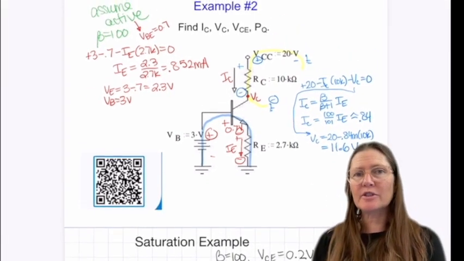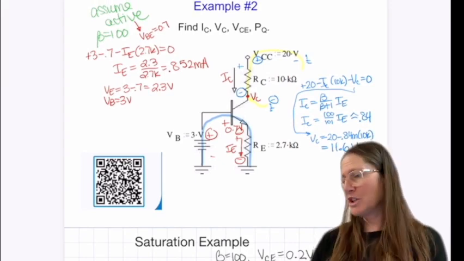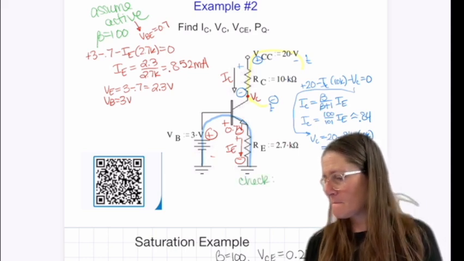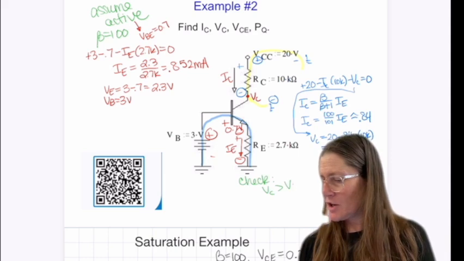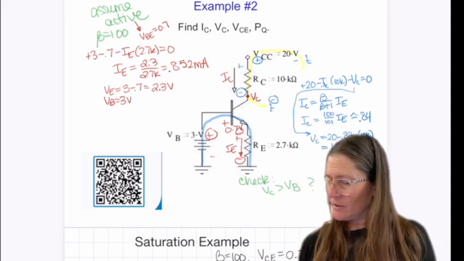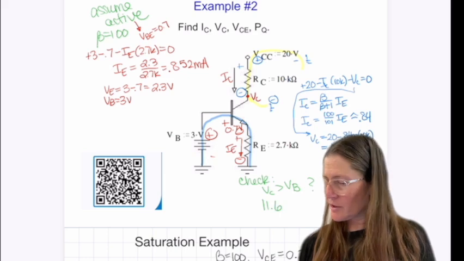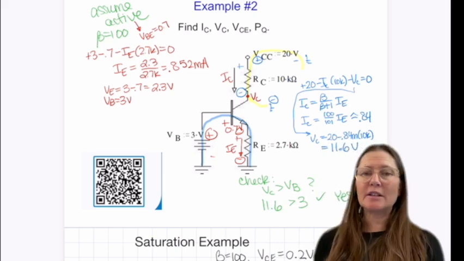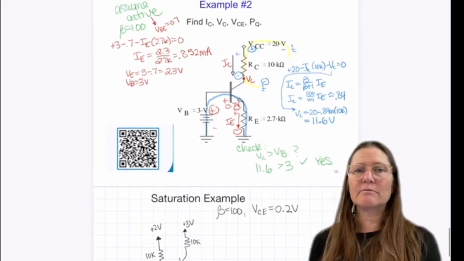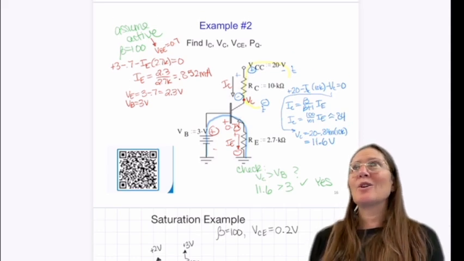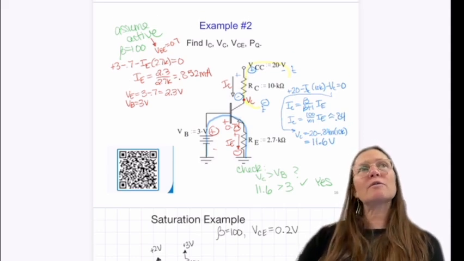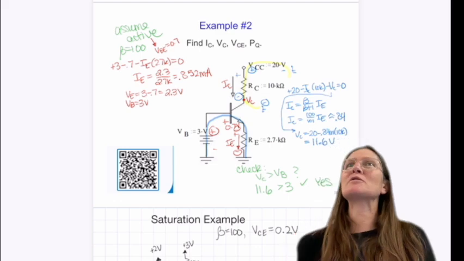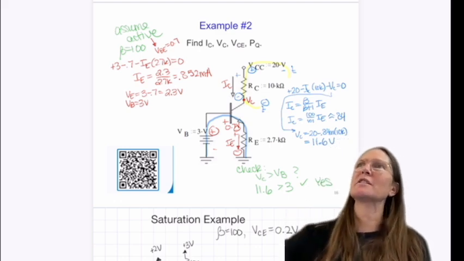So is this in the active region? What do you need to check? Correct. And so 11.6 is greater than 3, so yes. This would be correct in that it is in the active region. Okay, this next saturation problem is actually a little bit more complicated, so I'll solve it and then I'll post it on the annotated notes.